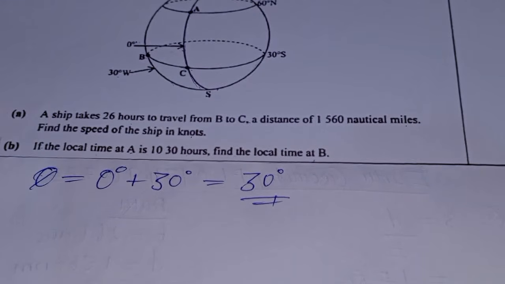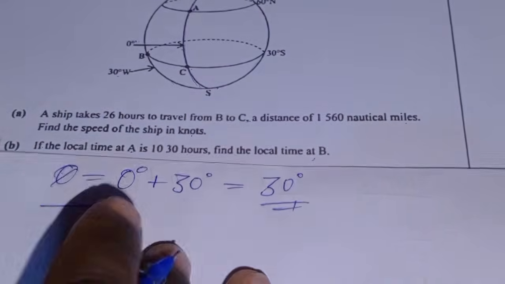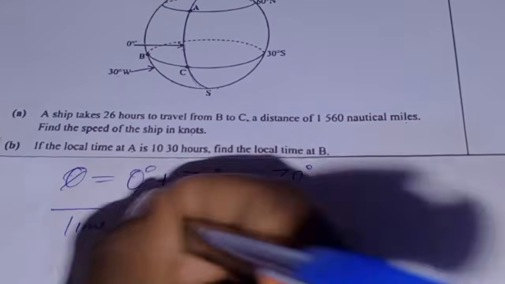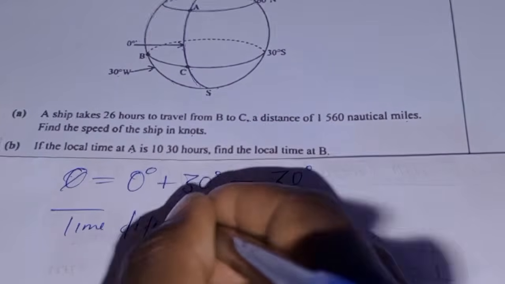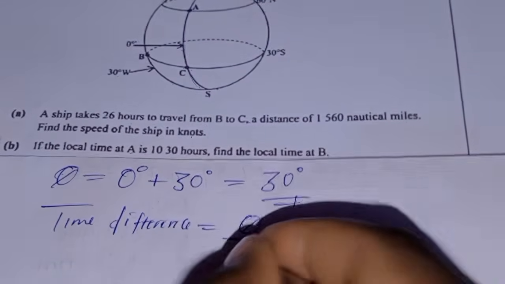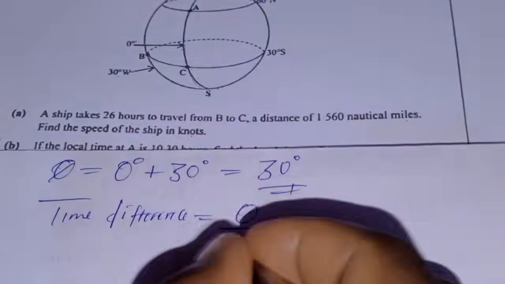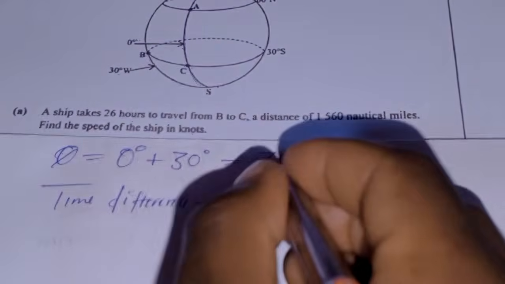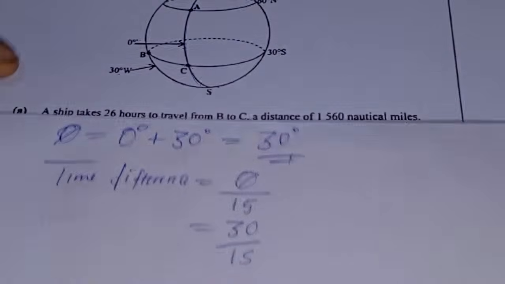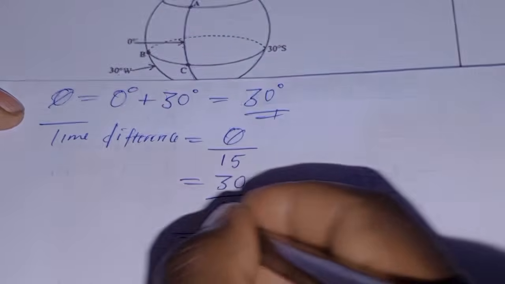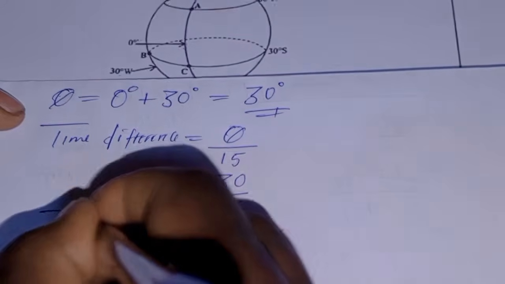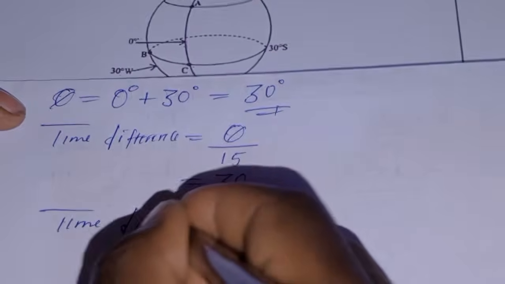Now, when you get the angle difference, the next thing that we are going to find is the time difference. To get our time difference, we say time difference is equal to theta over 15. What is theta, or the angle? The angle given is 30. We divide by 15, so this is going to give us 2 hours. This is the time difference.